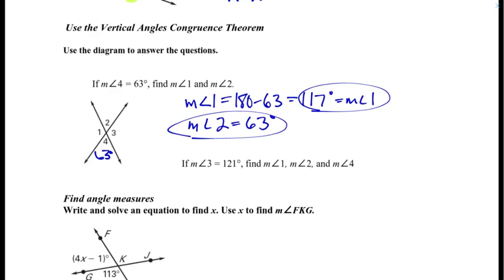All right, so I want you to pause the video real quick. Take a look at that next one. If the measure of angle 3 is 121, find the measures of angle 1, 2, and 4. So pause the video, and then when you're done, resume playing and check your answers.